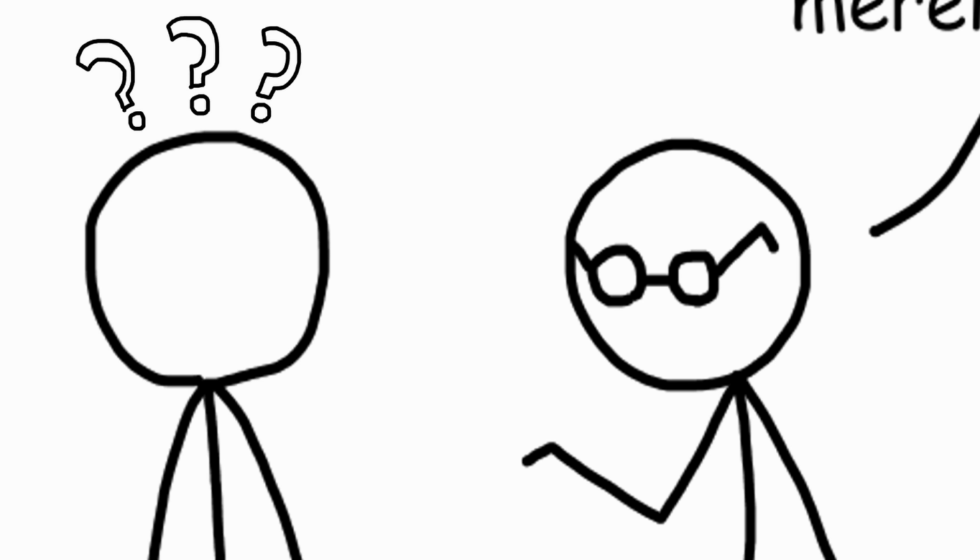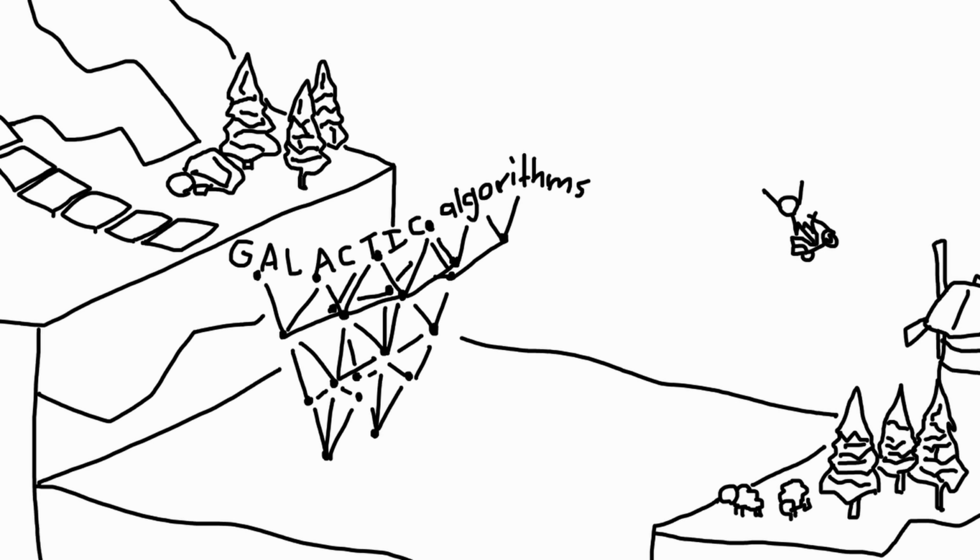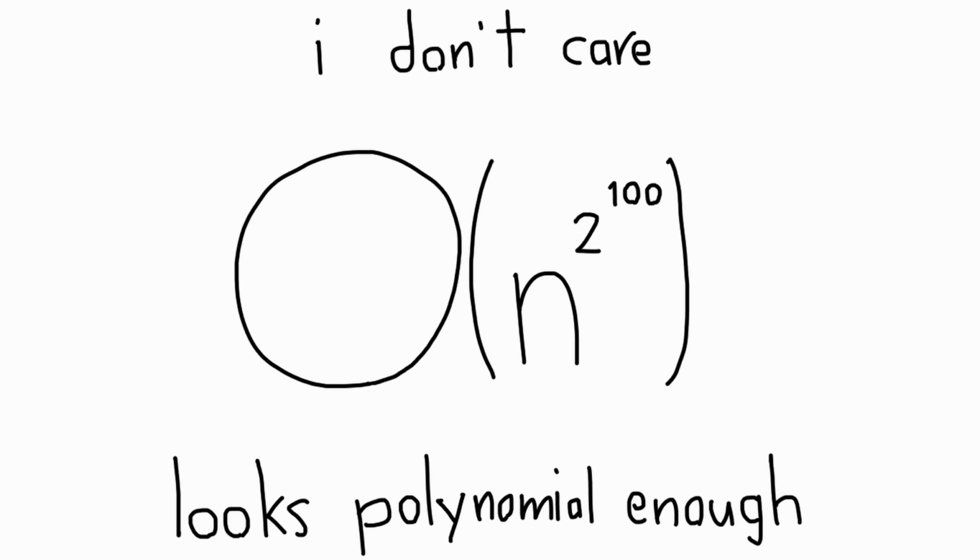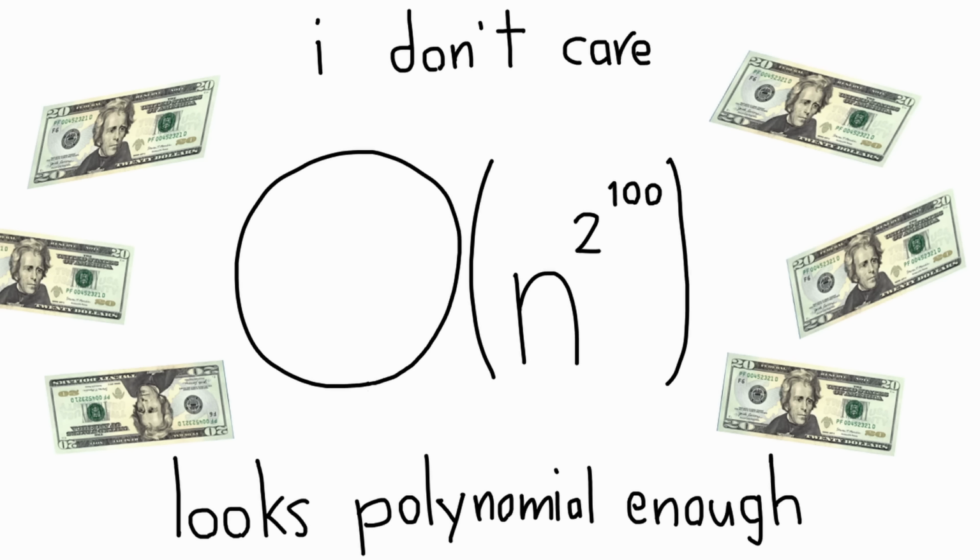Putting that aside, these galactic algorithms are useful in a theoretical sense, as they can prove or disprove conjectured asymptotic bounds. For example, if somebody finds an O of n to the 2 to the 100 solution for the Boolean satisfiability problem, even if nobody would ever use it, they'll solve the P versus NP Millennium Prize problem and win $1 million. That's your homework for today, by the way. So, what's an even cooler galactic algorithm?